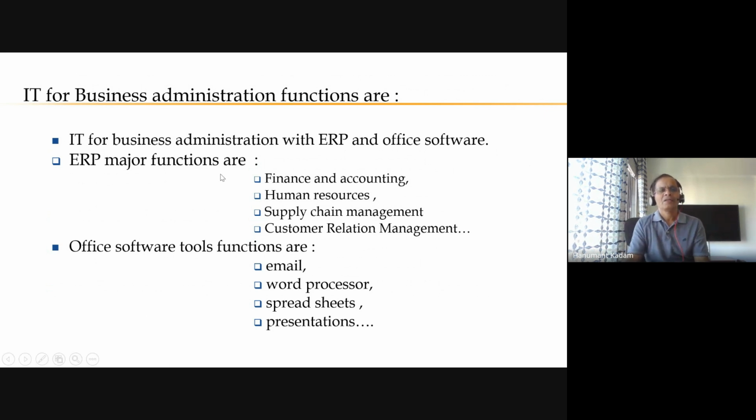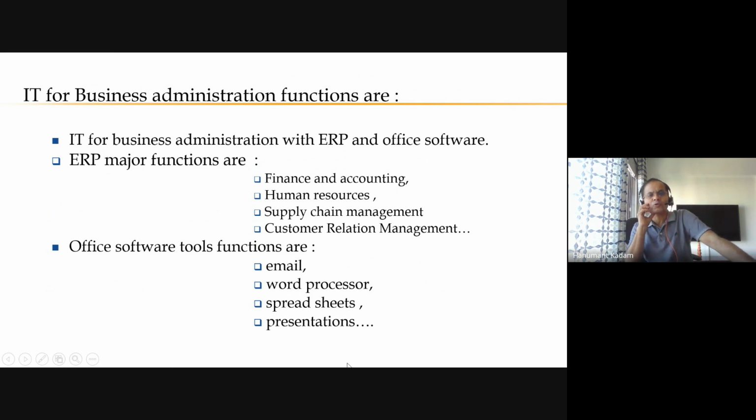So what are the major functions of ERP? Finance and accounting of the business, human resources, HR, HRD and all this, supply chain management, and customer relationship management related to procurement and other customers, marketing. Supply chain is the internal supply chain, like inventory, procurement, and all. So these are the major functions in the ERP software.